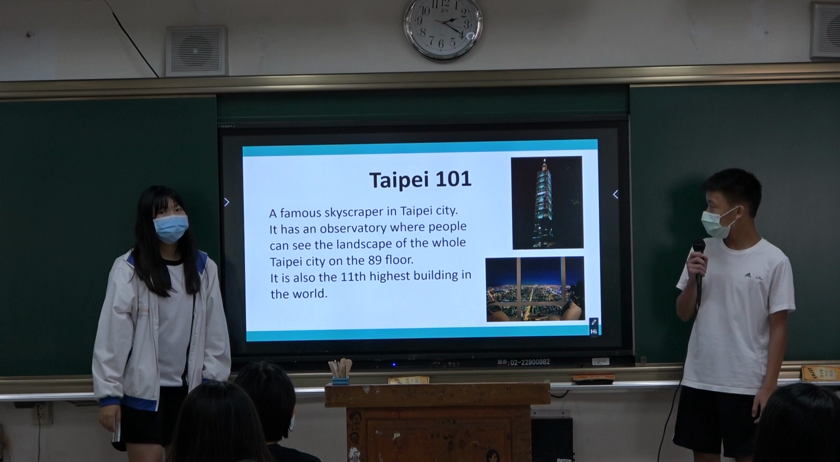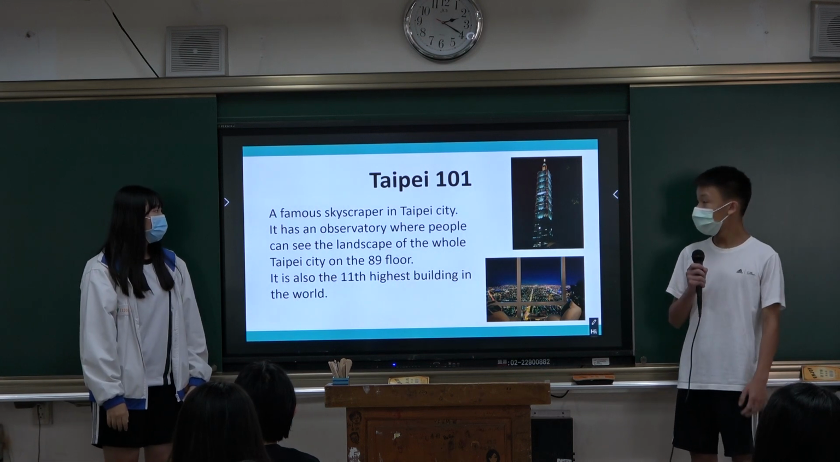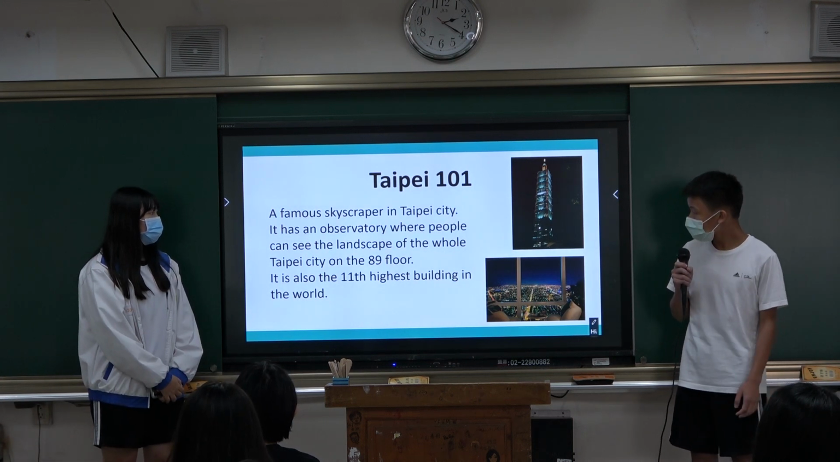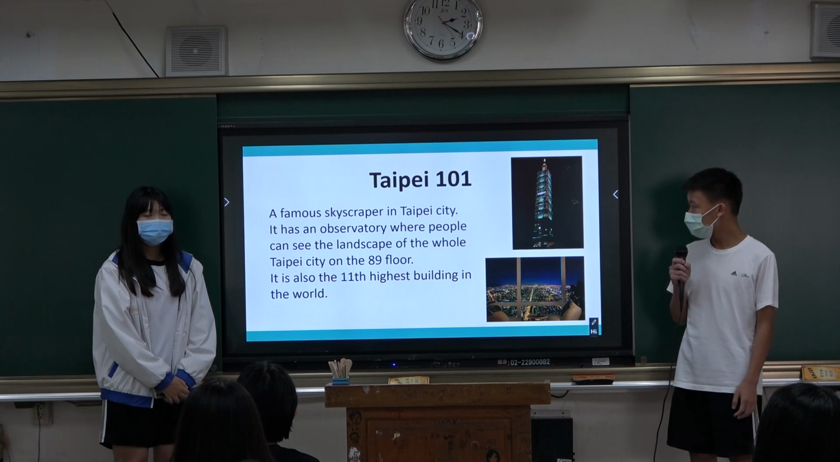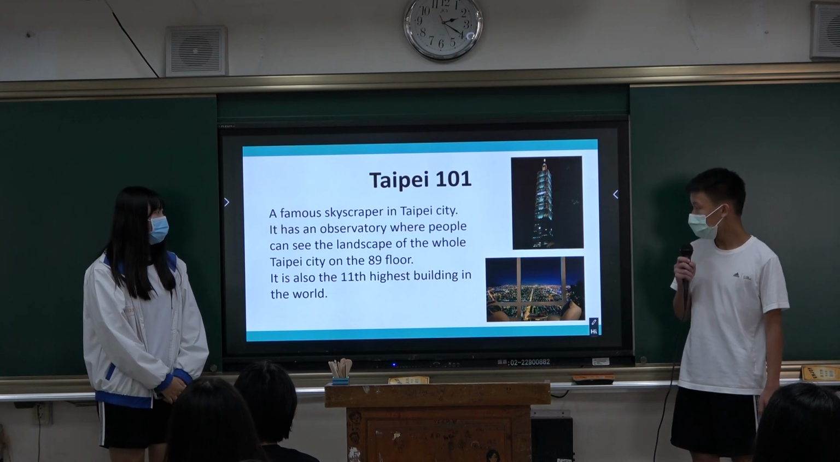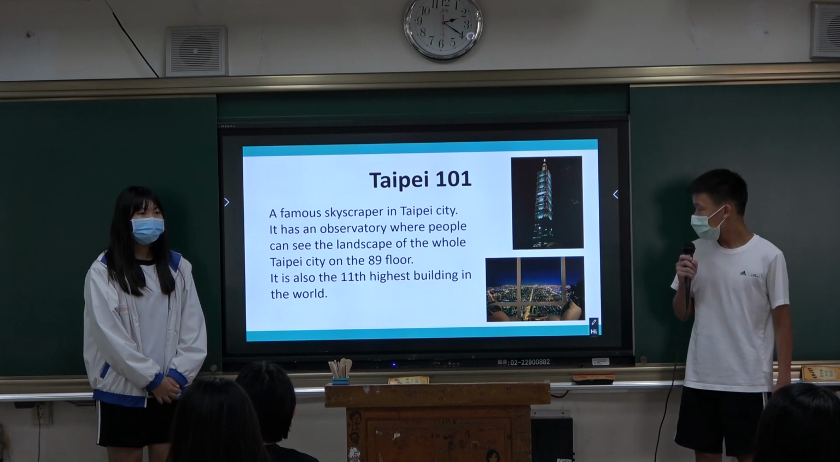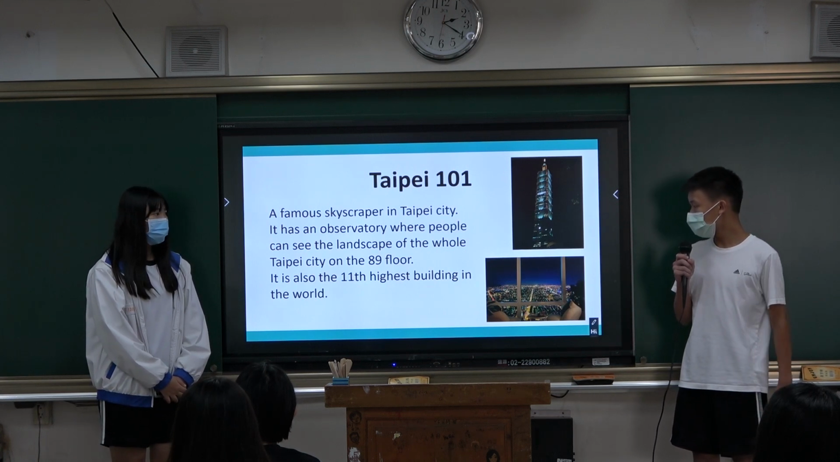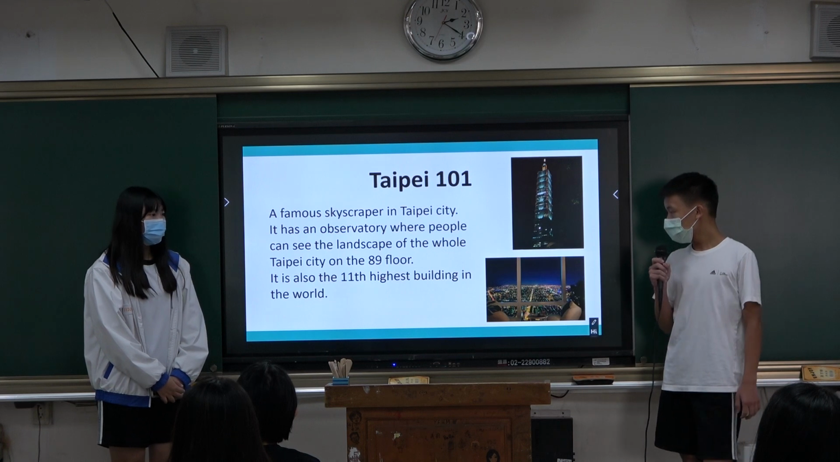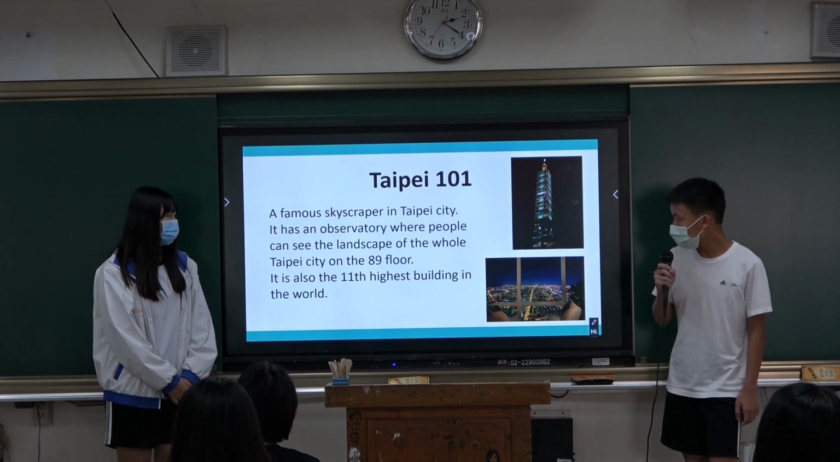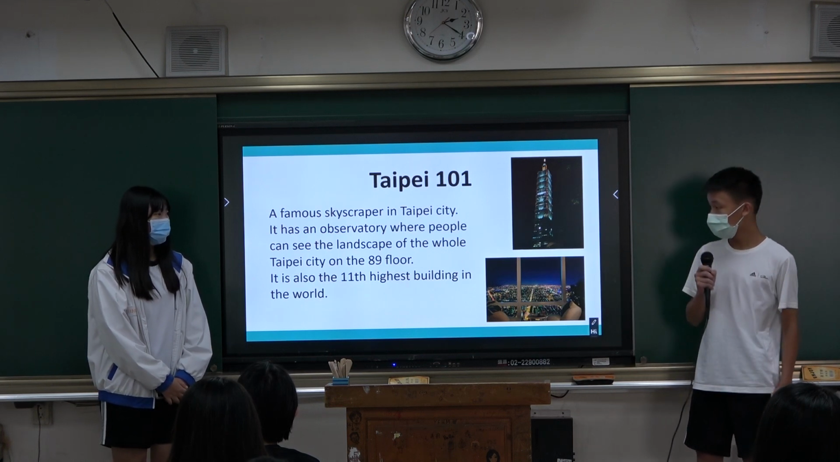And the next one is Taipei 101. It's a famous skyscraper in Taipei City. It has an observatory where people can see the landscape of the whole Taipei City from the 8th to 9th floor. It's also the 11th highest building in the world.